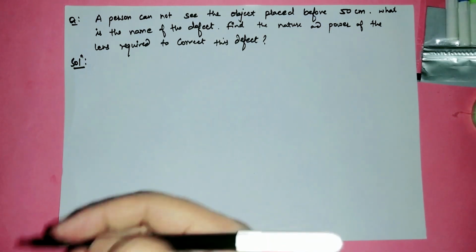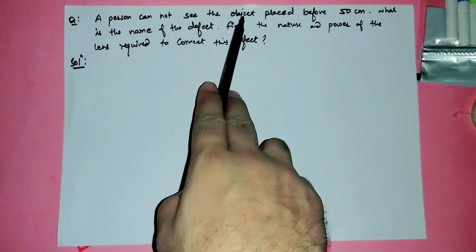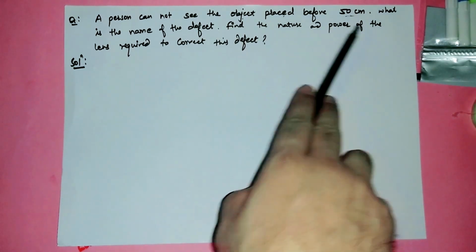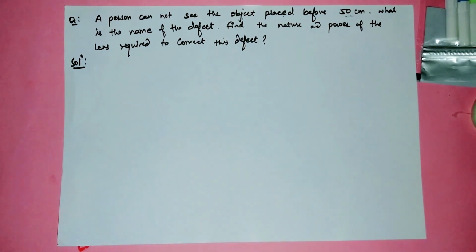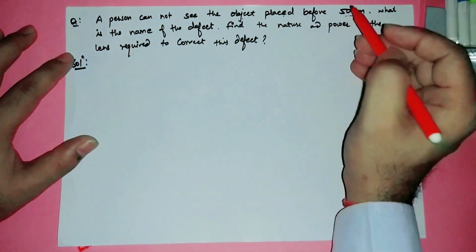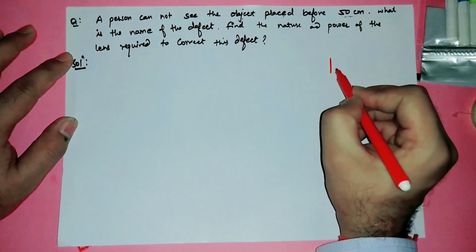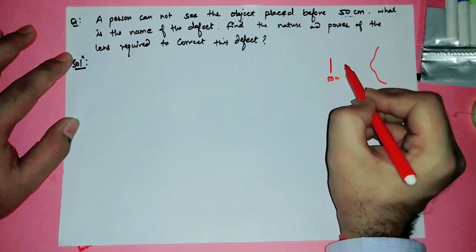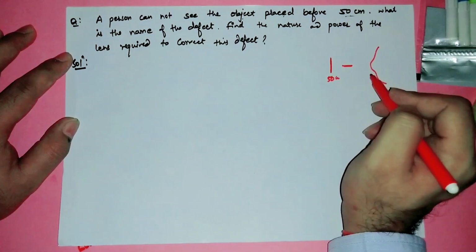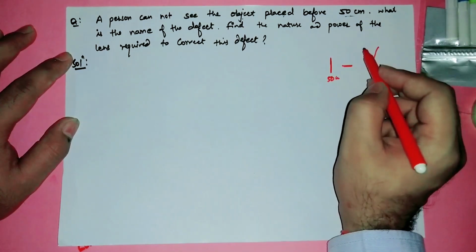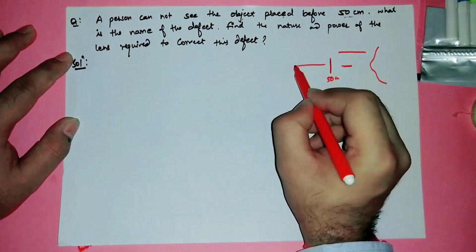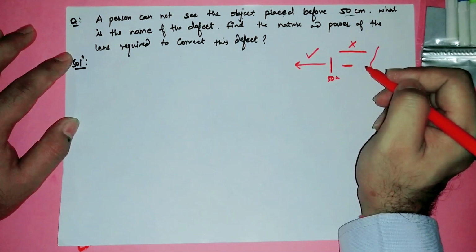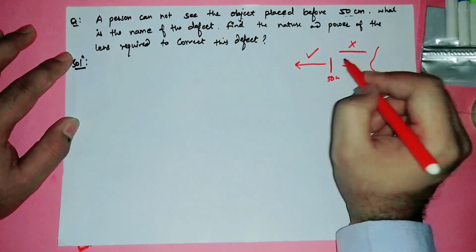Now the question is, a person cannot see an object placed before 50 centimeter. What is the name of the defect? Find the nature and the power of the lens required to correct this defect. So what is given? This is 50 centimeter, this is our eye, and an object placed before 50 centimeter, the eye can't see. The defect in which we can't see nearby objects but can see far away objects is called hypermetropia.